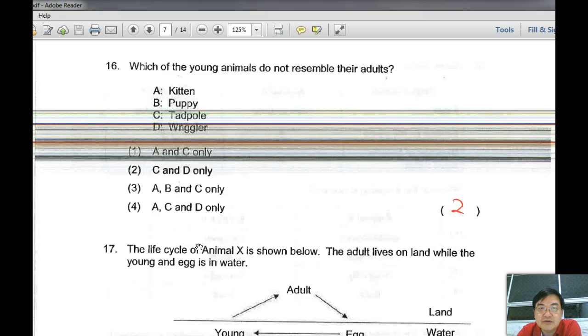Next, which of the young animals do not resemble their adult? Okay, kitten resembles, puppy resembles, tadpole no, tiger no. So C and D, answer is 2.